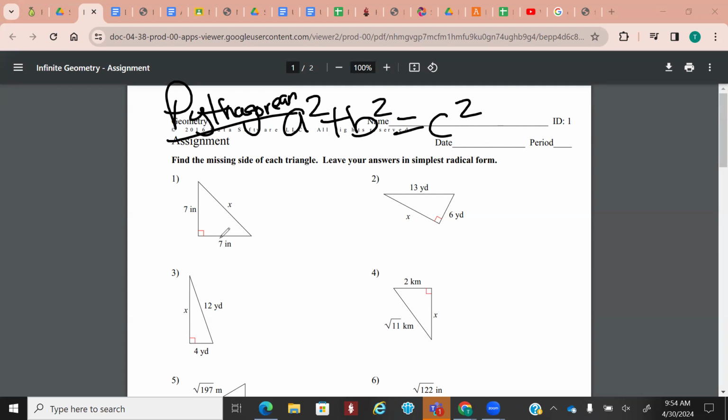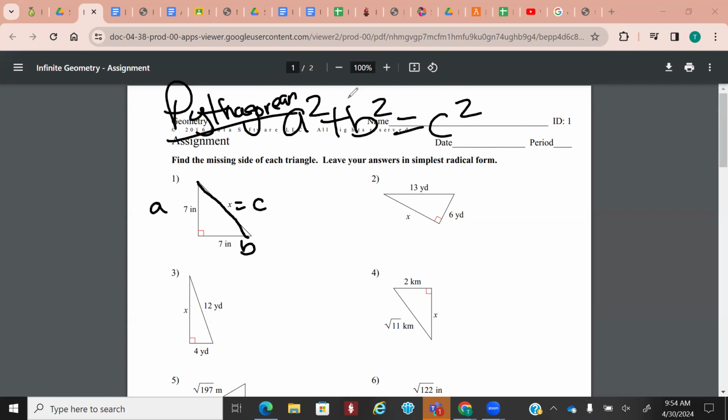Okay, so your side lengths are going to be your A and your B. Your hypotenuse, which is the longest side, is always going to be your C. It doesn't matter which one you assign to be A and B, though, except your hypotenuse has to be C.